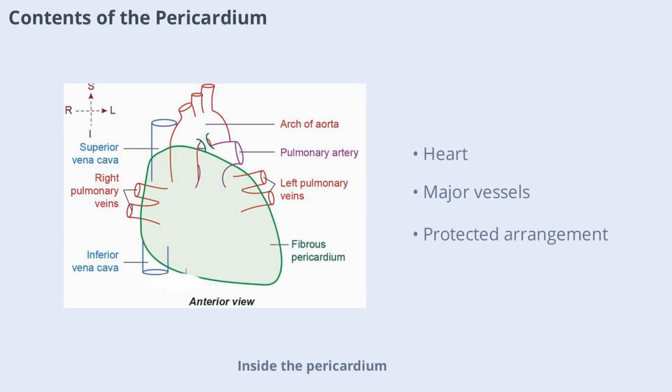Inside the pericardium, you'll find not only the heart, but also several major blood vessels. These include the ascending aorta, pulmonary trunk, lower half of the superior vena cava, terminal part of the inferior vena cava, and the terminal parts of the pulmonary veins. This arrangement ensures that all major inflow and outflow tracts are well protected within the pericardial sac.